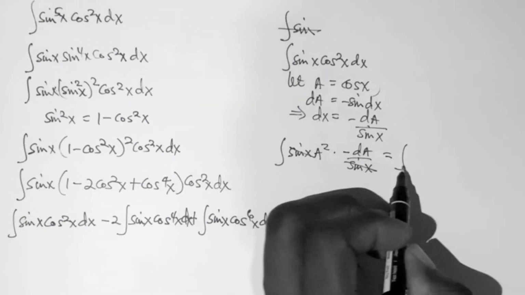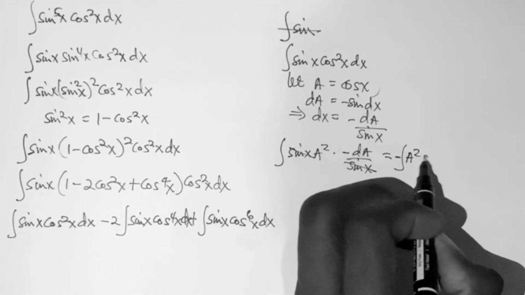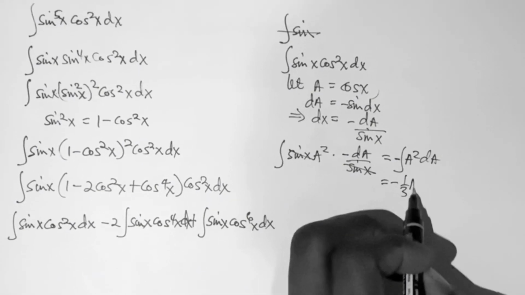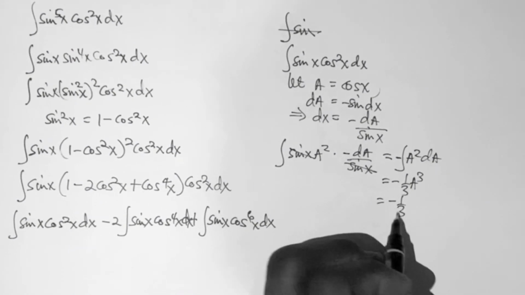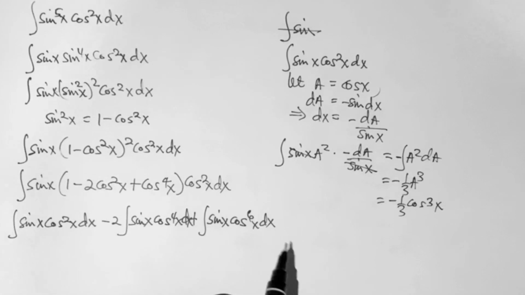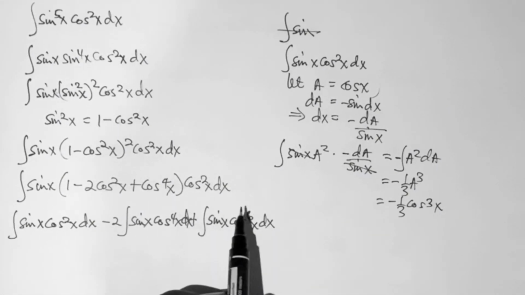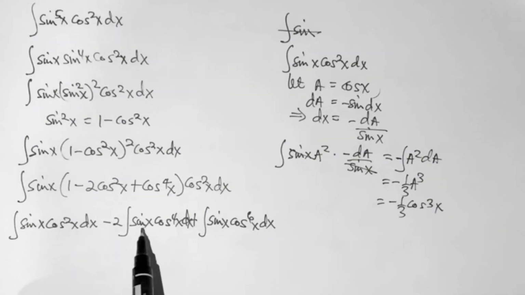So this becomes integral of, so there's a minus sign here, minus a^2 da, which is equal to minus 1 over 3 a^3, and that is minus 1 over 3. a is cos, so cos^3 x. So you can see that this is all of this form. Now let's use this understanding to write the answers for the rest of them.